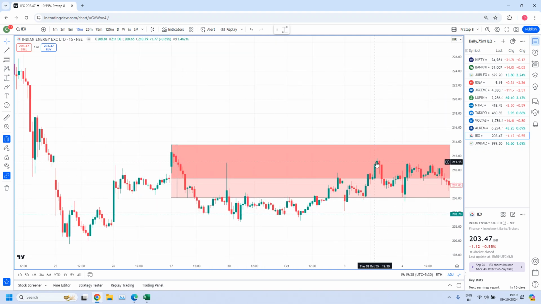See here, new zones are getting created here. This is a zone, a new zone. Again, this is a zone, new zones.